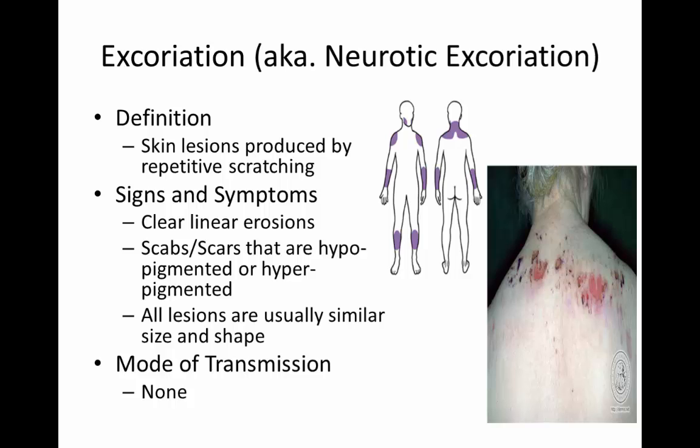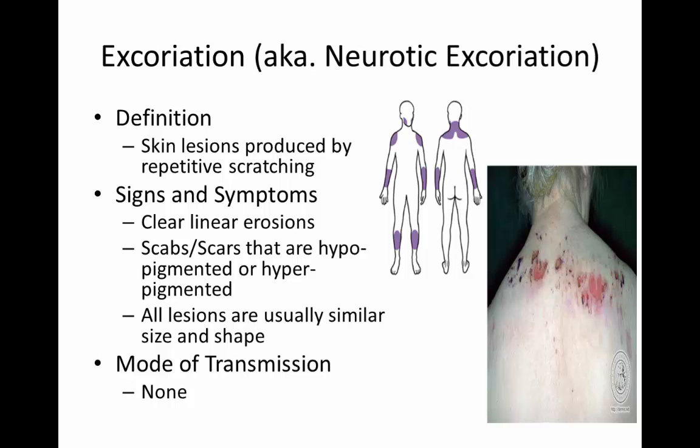Excoriation, or neurotic excoriation, refers to skin lesions produced by repetitive scratching. There is no known underlying physical pathology. Patients dig at their skin to relieve itching, or to extract imaginary objects that they believe are embedded or extruding from the skin. Signs and symptoms include clear linear erosions, scabs, and scars that are hypopigmented or hyperpigmented.